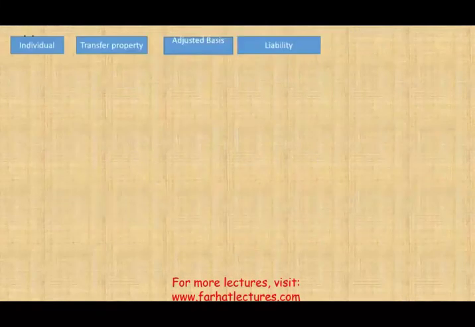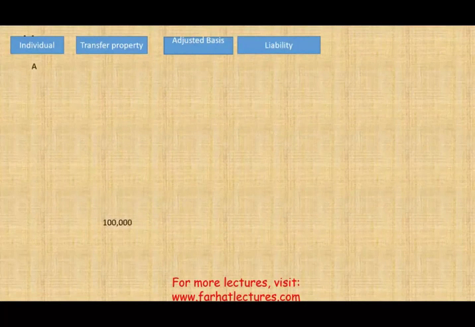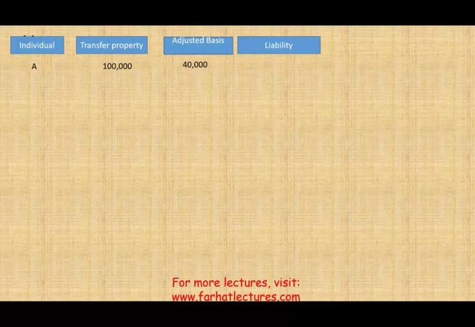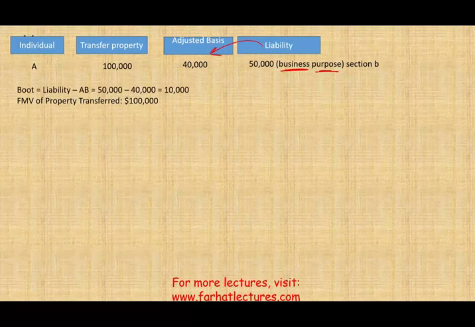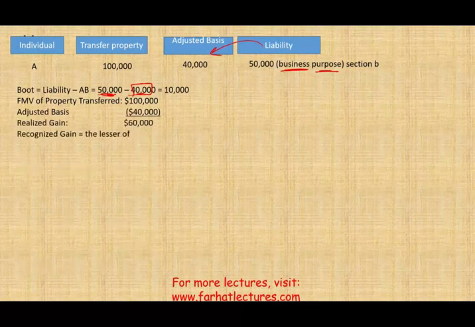So let's take a look at an example where the liability exceeds the adjusted basis. Individual A contributed property of $100,000, adjusted basis of $40,000. Again, we have a realized gain of $60,000. The liability attached is $50,000, and this liability has a business purpose. So notice here, the liability is $50,000, which is more than the adjusted basis, but it's a business purpose. So what is the boot here? The boot is $10,000, which is the liability minus the adjusted basis. The boot is $10,000.